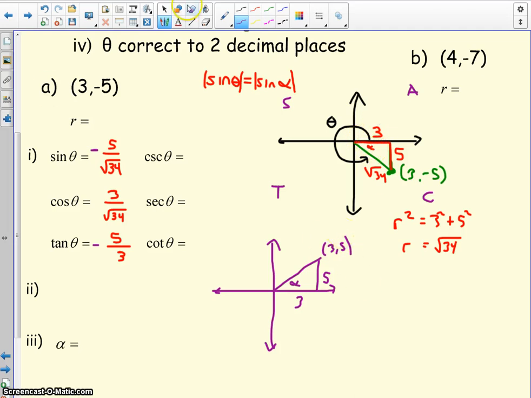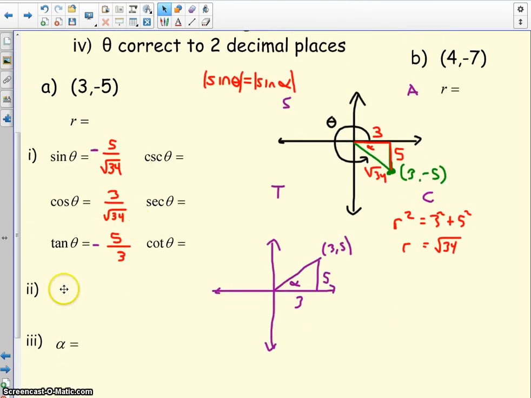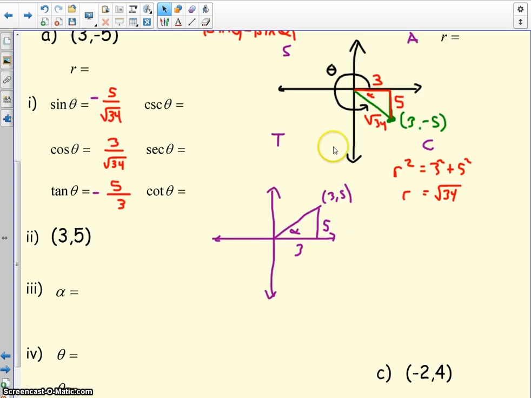So, if I try to answer part B, the point associated with the related acute angle will be the point positive 3, positive 5. And where that can come in handy is, let's say I want to find the value of alpha. Now I'm not dealing with any negative values inside the quadrant, I could just solve for it there. So if I want to solve for alpha, I could use the trig ratios I have. I have the opposite and the adjacent side. In theory, I also have root 34 out here, as I solved for that radius, or r value, earlier.